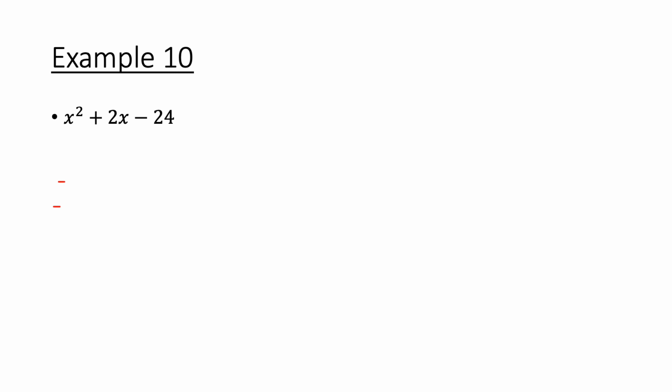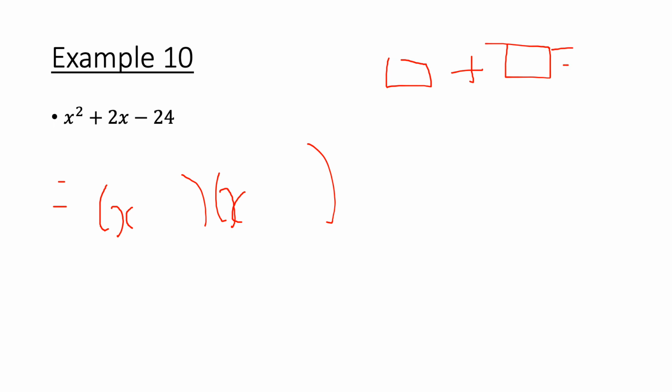Right, guys. Last example. Factorize x squared plus 2x minus 24. So again, x and x. Sorry, I was jumping ahead there, guys, sorry about that. So it's two numbers that add to make plus 2 and times to make negative 24.